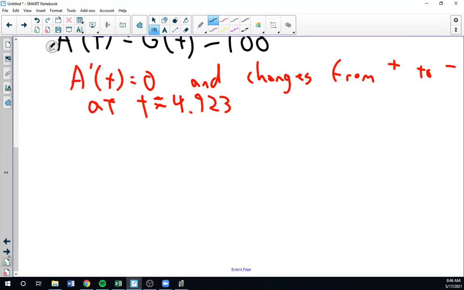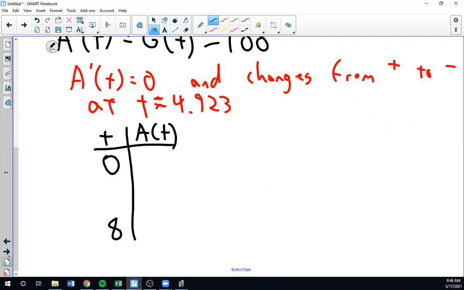And usually you'll see this done with a table. T, A of t. We have our endpoints of 0, our endpoint of 8, and we have 4.923, the critical value that we found. That is our contest here. In this case, it's going to be the point in the middle, but let's figure that out.